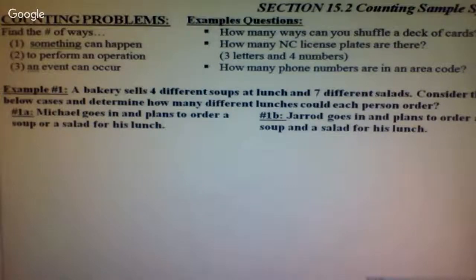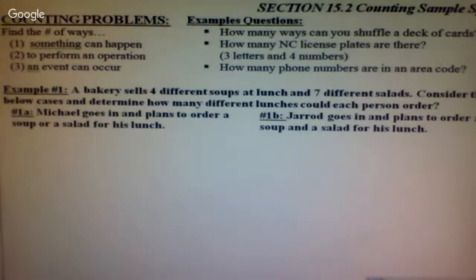So we're gonna be able to answer questions like, how many ways can you shuffle a deck of cards? How many NC license plates are there that contain 3 letters and 4 numbers? How many phone numbers do I have in an area code? Okay. So, example number 1. A bakery sells 4 different soups at lunch and 7 different salads. Consider the below cases and determine how many different lunches could each person order.